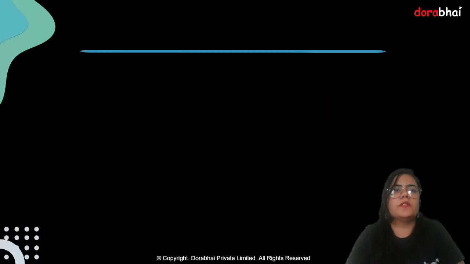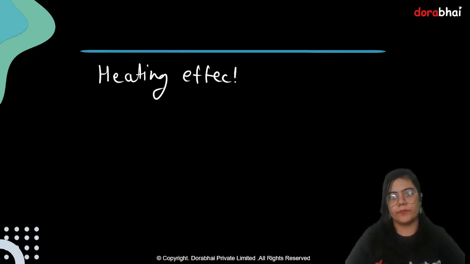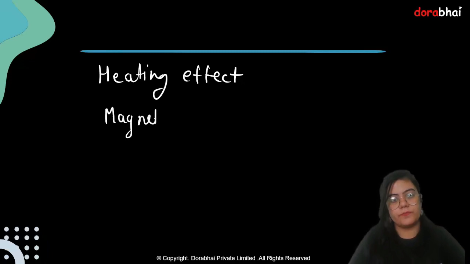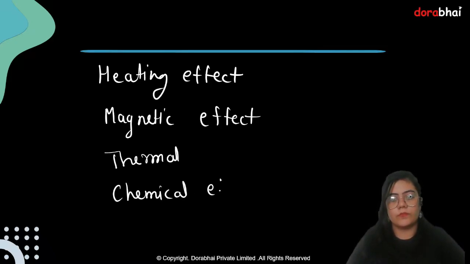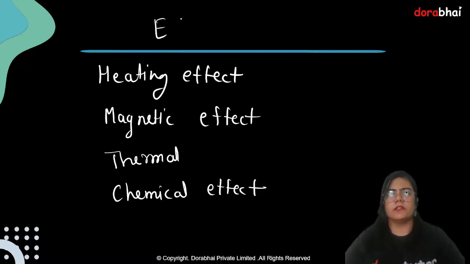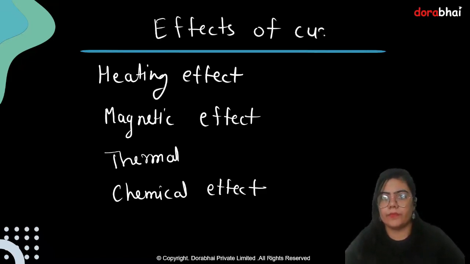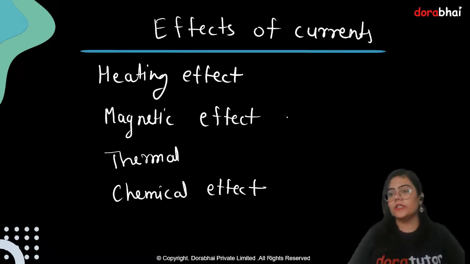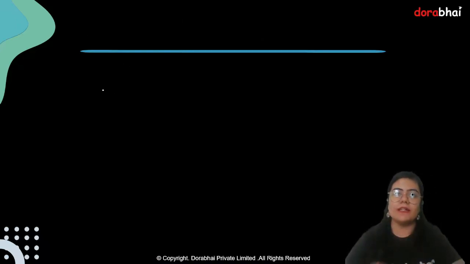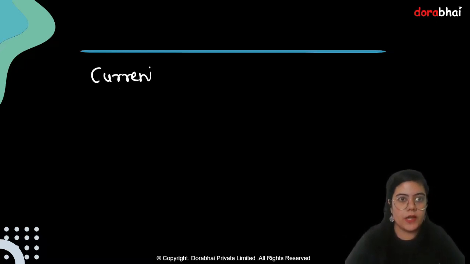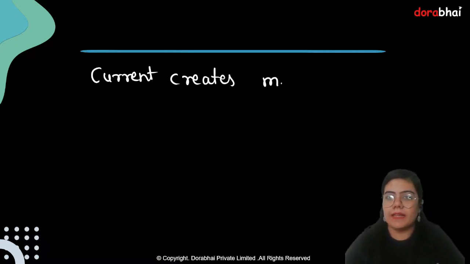But there are a lot of other properties of current too, like we have heating effect, then we have magnetic effect due to current, then we have some thermal effects, and also chemical effect. We have all these effects of current, right? But the most important effect is the magnetic effect. Magnetic effect is due to the property of current. That is, when current flows from one point to another point, it creates magnetic field. So we can write it down as: current creates magnetic field.